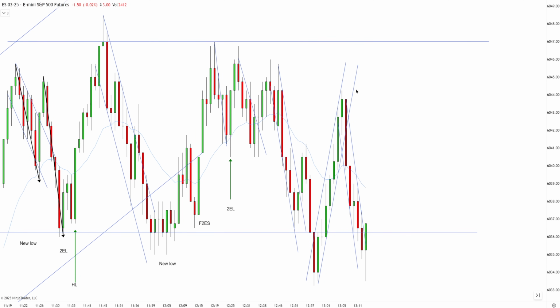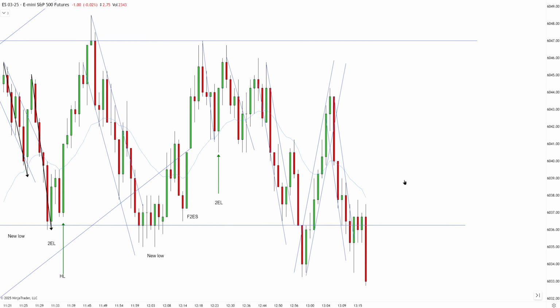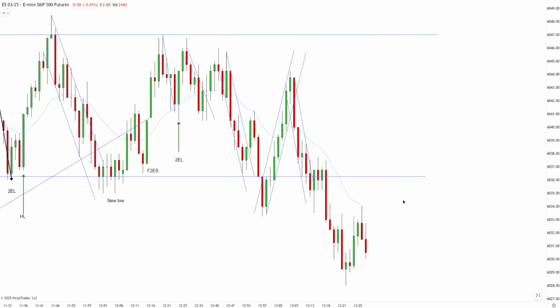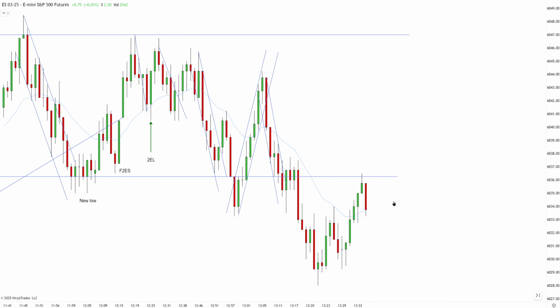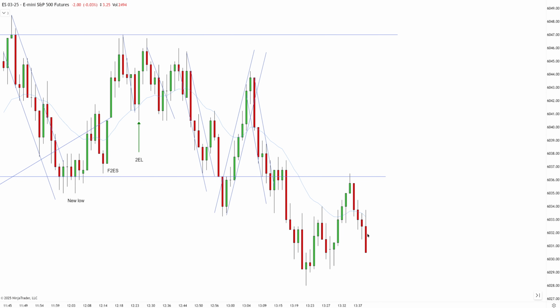This uptrend was supposed to get a new high. So this is the market telling me that the sellers are too strong, so I've got to be careful. We're breaking lower here. Now we have a lower high confirmation setup of the second entry short.